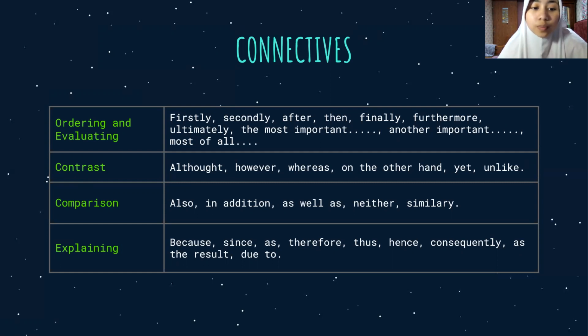Number 3 is for comparison. The examples are also, in addition, as well as, neither, and similarly. Number 4 is for explaining. The examples are because, since, as, therefore, thus, hence, consequently, as a result, and due to.